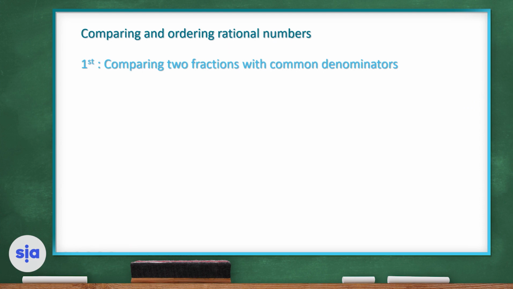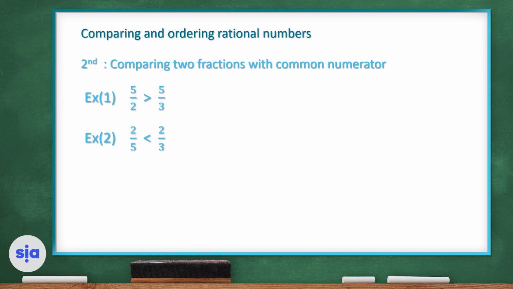The first thing we'll be talking about is comparing two fractions that have common denominators. Like here, 3 over 5 and 1 over 5. If the two denominators are the same, you decide according to the numerator. The 3 is bigger than the 1. And if it's negative, take care. The negative 3 is less than the negative 1.